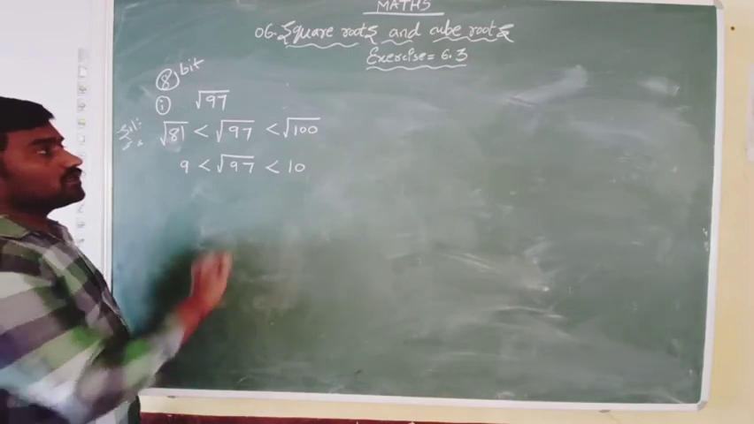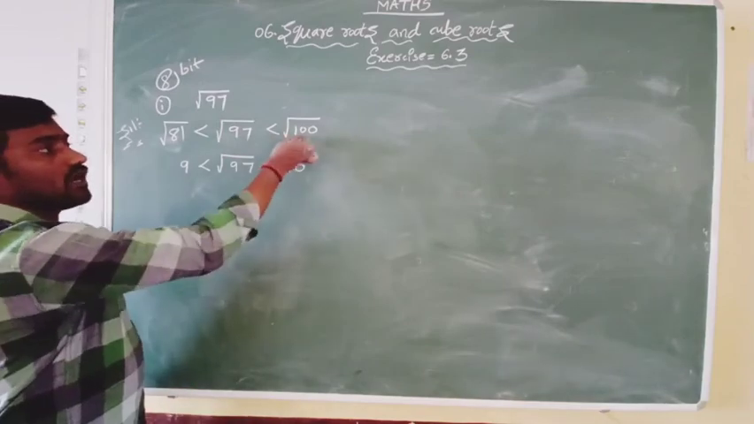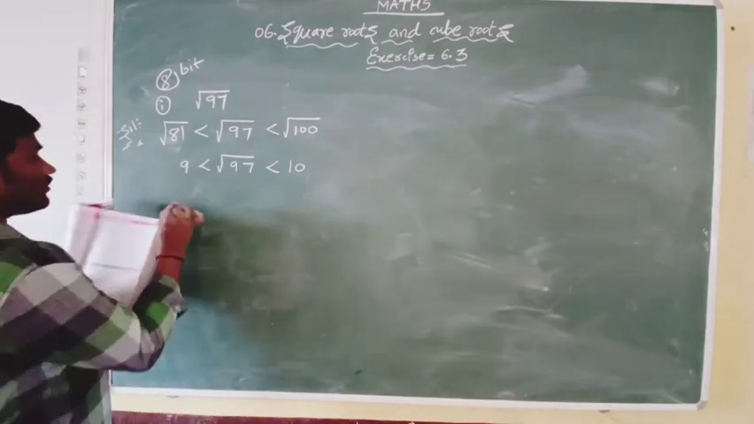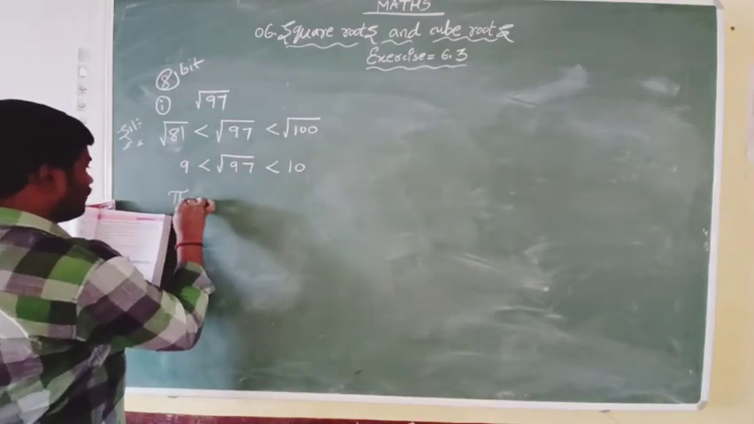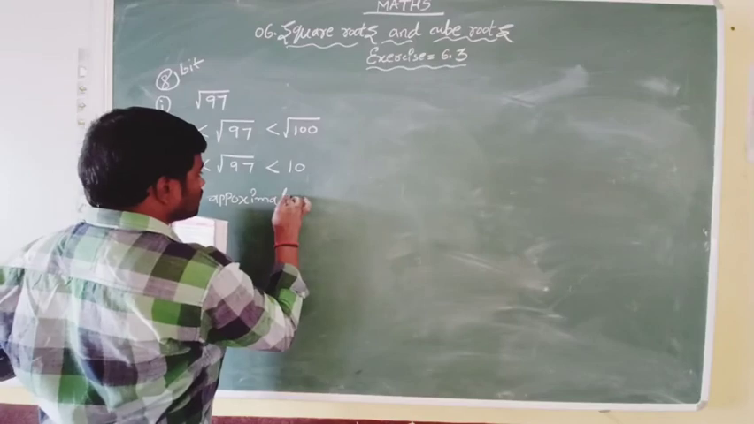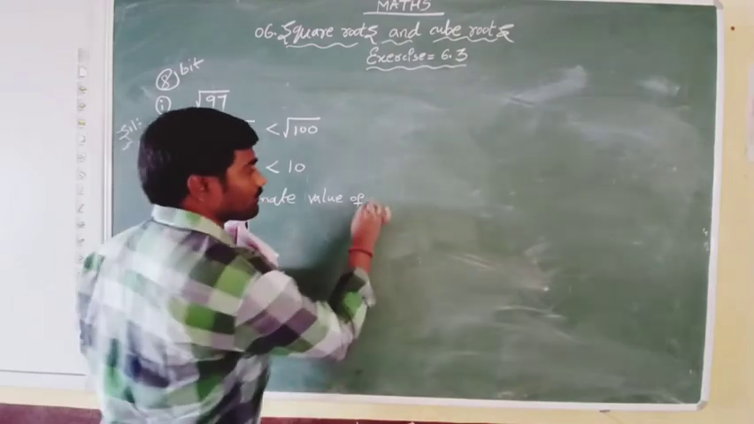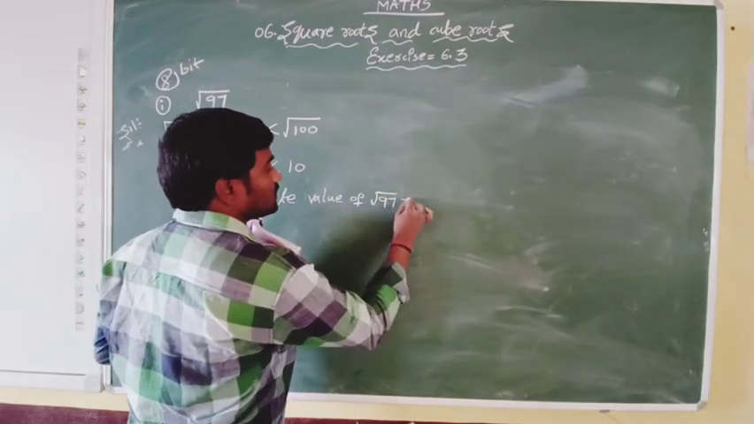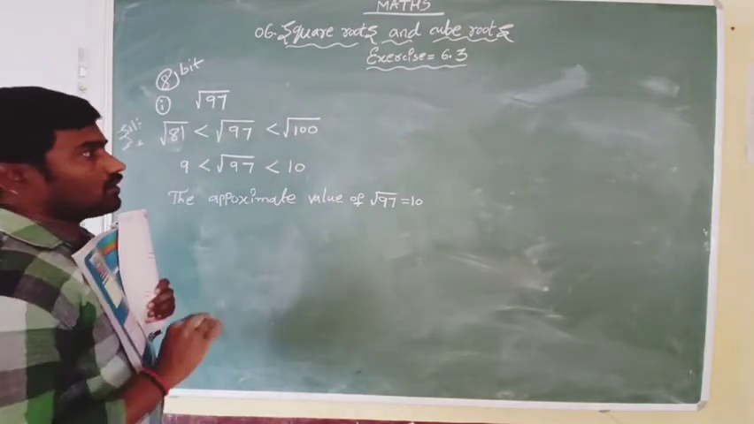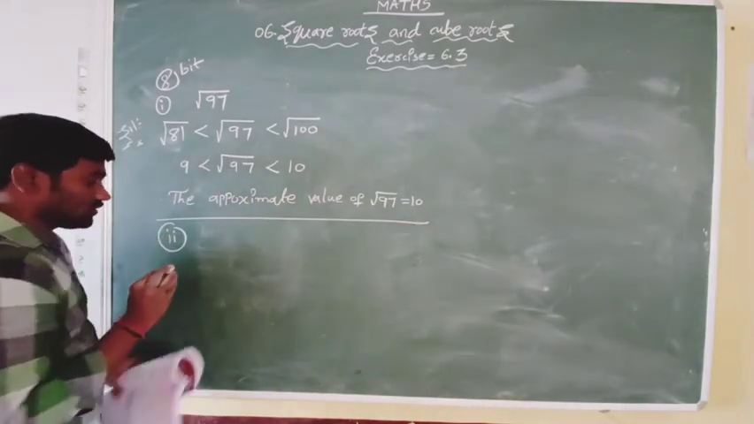Now you can assume that this 97 is nearest to 81 or nearest to 100. Nearest to 100 only. That means square root of 100 is equal to 10. So we can write directly here, therefore the approximate value of square root of 97 is equal to 10. The nearest value is 10. I hope you understood. Then let me do the second one so that you can clarify your doubts again if you have any.